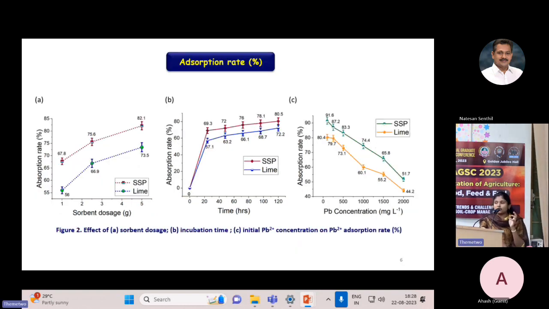Then the adsorption rate was studied, and the adsorption rate followed almost the same trend, but here the adsorption rate increased with increasing sorbent dosage and incubation time intervals, whereas with initial lead concentration, it was found to decrease for higher lead concentrations. Here also, SSP was observed to have a higher adsorption rate than lime.